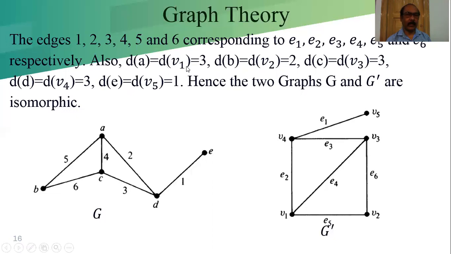Degree of A equal to degree of V1 is equal to 3, degree of B equal to degree of V2 is equal to 2, degree of C equal to degree of V3 is equal to 3, degree of D equal to degree of V4 is equal to 3, degree of E equal to degree of V5 is equal to 1. Here E is the vertex, small letter, equal to 1. This is our pendant vertex. This is the pendant vertex. So E is corresponding to V5. Hence, the two graphs G and G test are isomorphic.